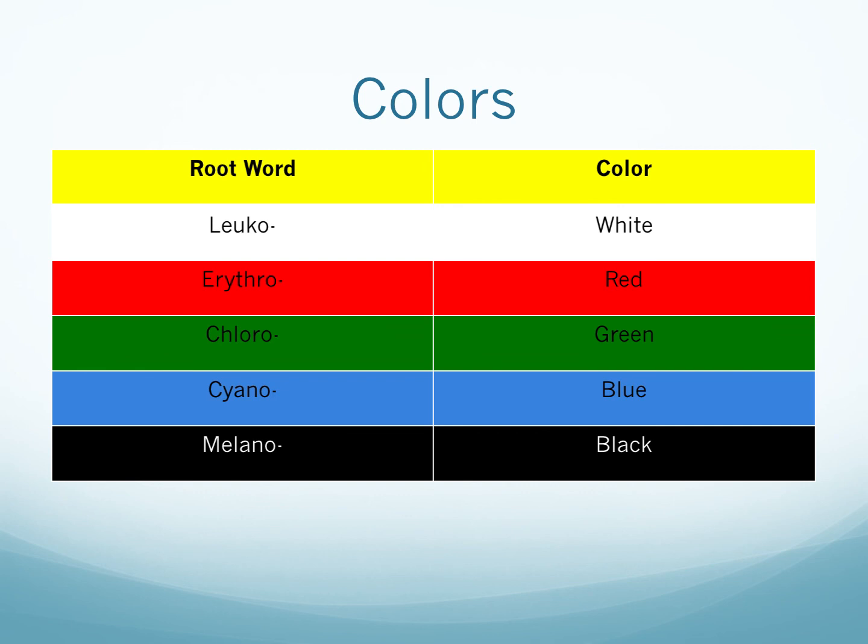In medical terminology, we have root words that describe color. The root word leuco describes white. Erythro is for red. Chloro is green. Cyano is blue. And melano is black.